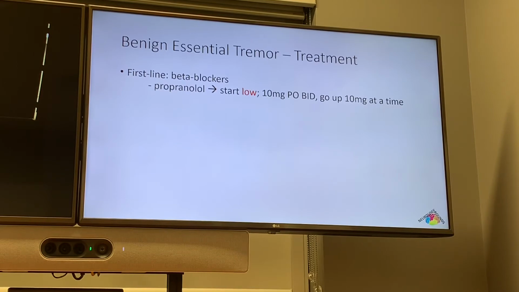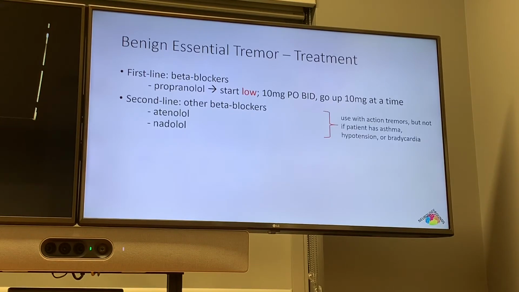The goal here, as with any medication, is to use the lowest possible dose to control the patient's symptoms. If they can't take propranolol, the next second line agents would be other beta blockers, specifically atenolol and nadolol. As with beta blockers, just keep in mind that you should be cautious of using these in patients with asthma or hypotension or bradycardia, just because beta blockers will have those effects as well.